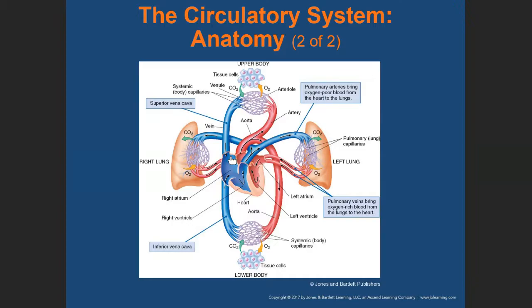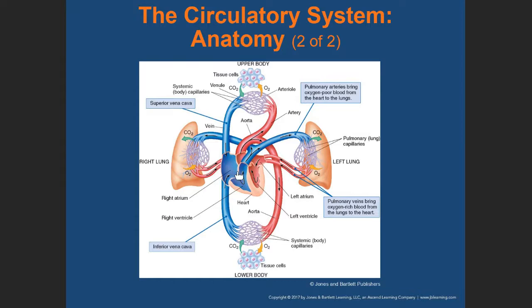Now, within the heart and outside of the heart, there are valves. You have a valve on the right side of the heart, a valve on the left side, and there's a valve in the pulmonary artery and a valve in the aorta. The purpose of these valves is to prevent blood from flowing in the wrong direction. So it prevents the backflow of blood, right?